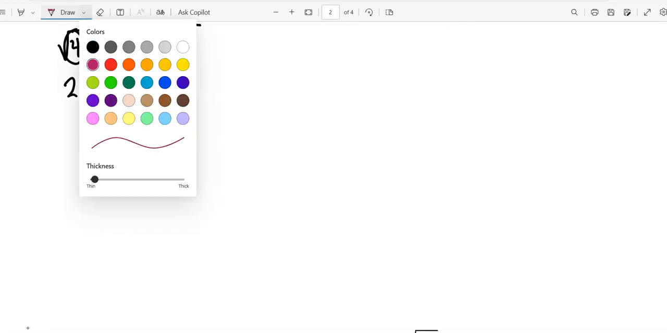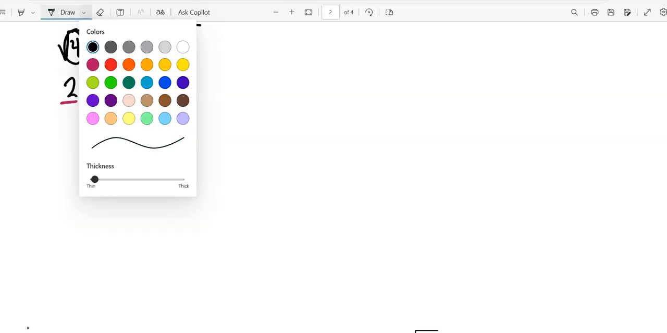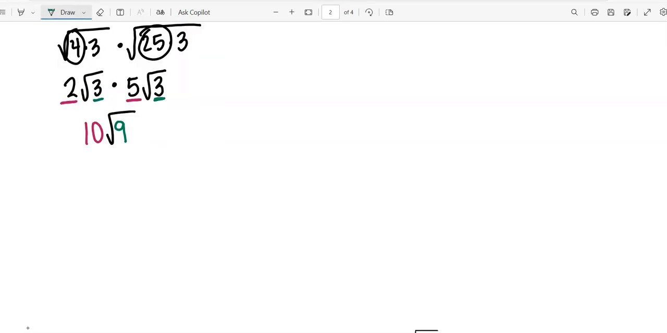Now the way that these work is your numbers that are on the outside are called coefficients. Those multiply together. So 2 times 5 is going to give me 10, and then the inside also multiplies together. So the square root of 3 times the square root of 3 multiplies together to give you the square root of 9. But what is the square root of 9? 3. So this is 10 times 3, which is 30. So your coefficients multiply, your radicals multiply underneath the radical, and then you see if you can simplify what you have left.